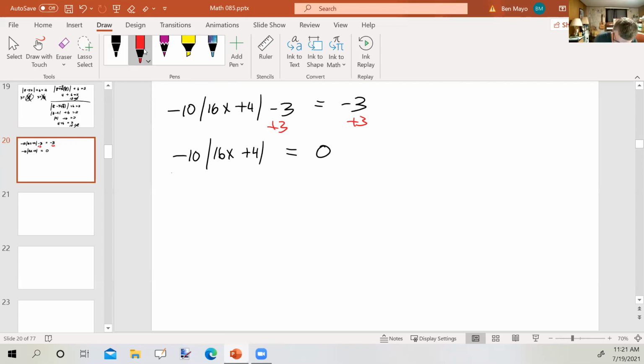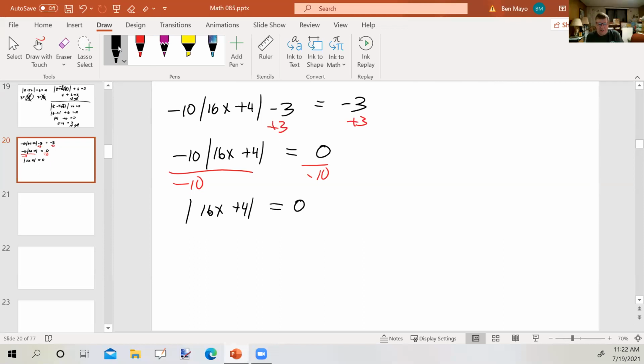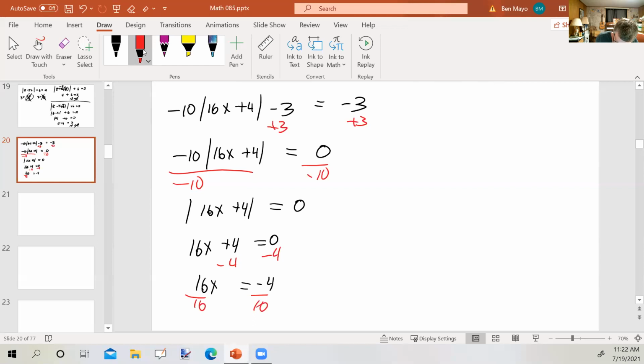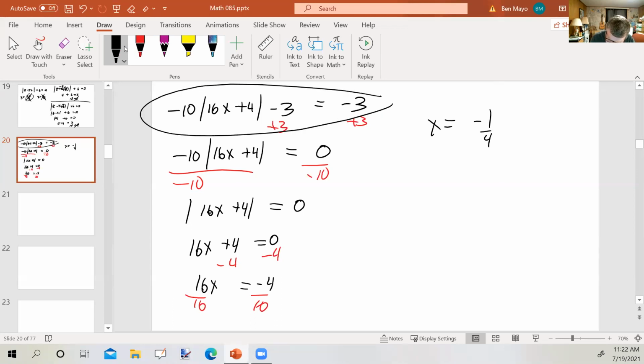Then we'll divide both sides by negative 10. So we get the absolute value of 16x plus 4 equals 0 divided by negative 10, which is 0. So after we isolate the absolute value, it's set equal to 0, which means there's one equation, 16x plus 4 equals 0. Solving this equation, we'll subtract 4 from both sides. 16x equals negative 4. Divide by 16. x equals negative 1/4. Let's plug that into the original equation and see what happens.